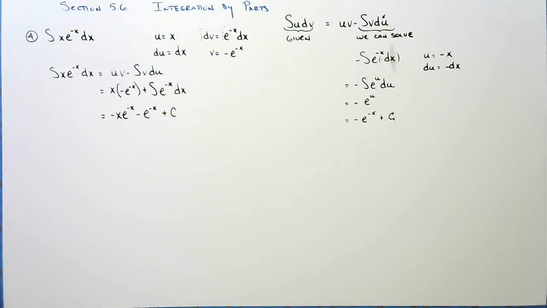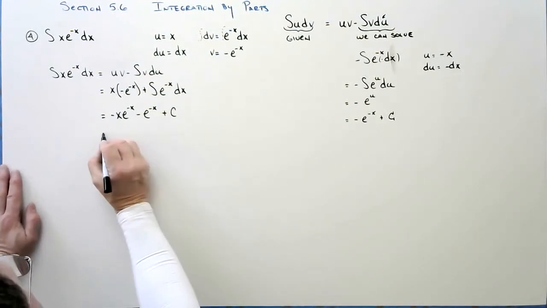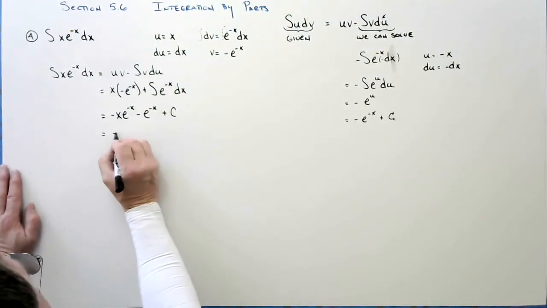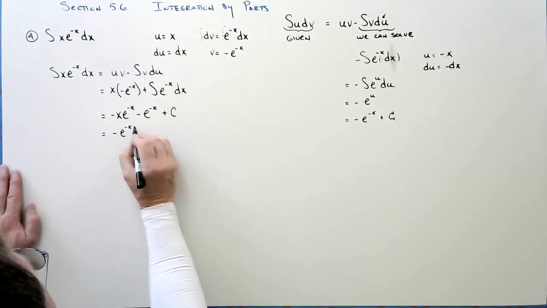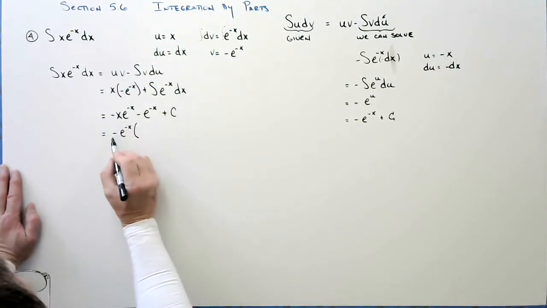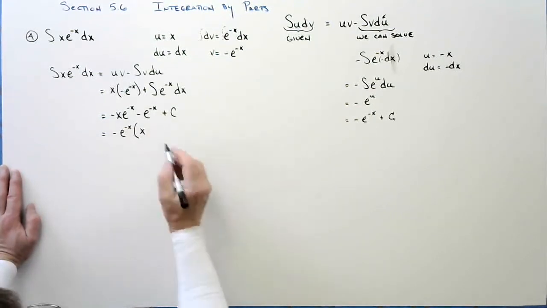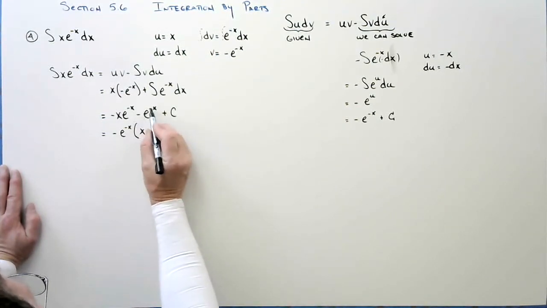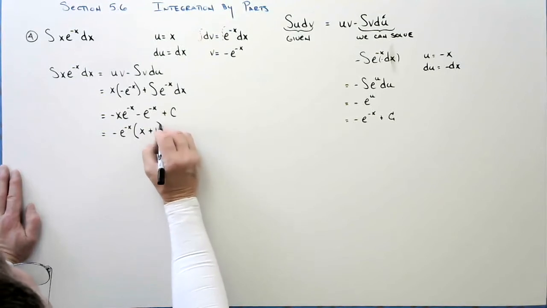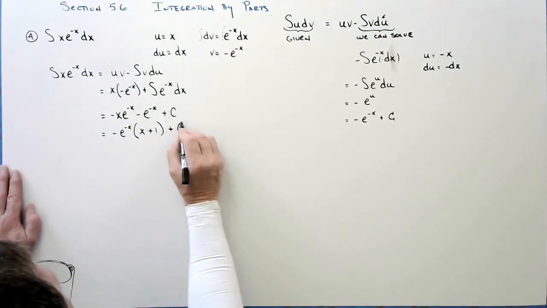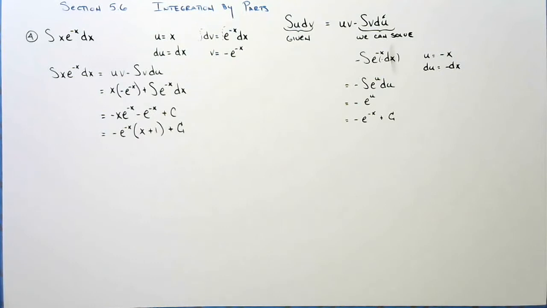We can leave our answer like this. We can factor it if you like, right? We could take out a negative e to the minus x. That negative sign has now been factored out. That e to the minus x has been factored out, so that leaves me an x. We've taken out negative e to the minus x. That would be plus 1, and then plus our constant. So if you look at the back of the book and the answer is actually factored, you can factor to get the answer that's in the back. All right, so that's number 4.